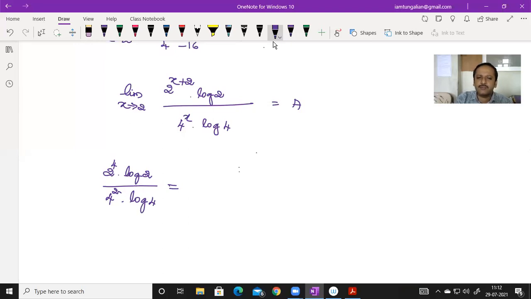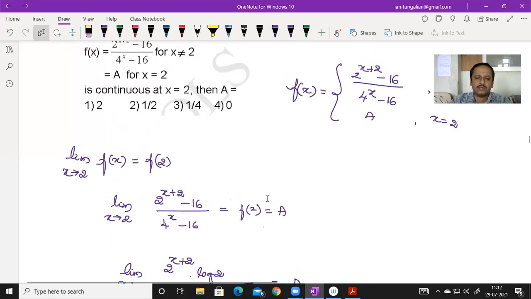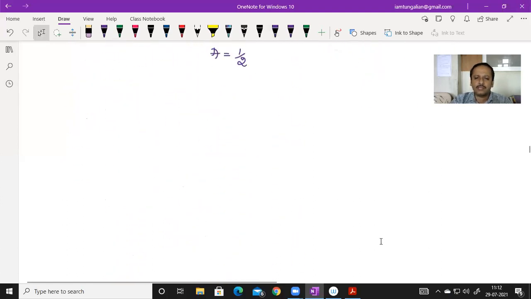2^4 is 16, 4^2 is also 16. So we have log 2 divided by log 4, equal to a. Log 4 can be written as 2 log 2. How? 4 can be written as 2 squared, and log m^n is equal to n log m, so log 2^2 can be written as 2 log 2. Now log 2 and log 2 get cancelled. Therefore, a is equal to 1/2. a = 1/2 is the correct answer, which is the second option.